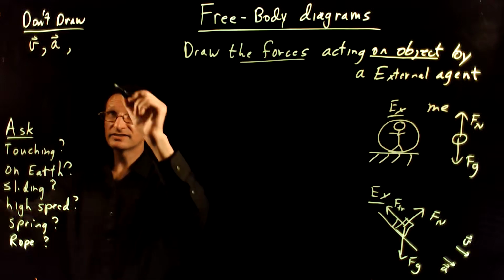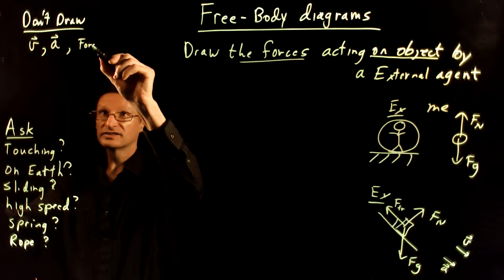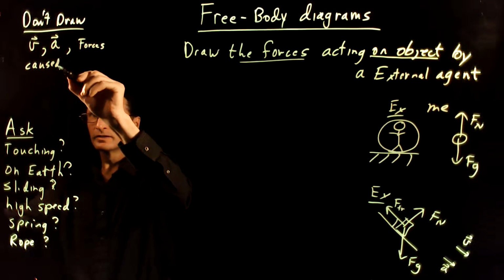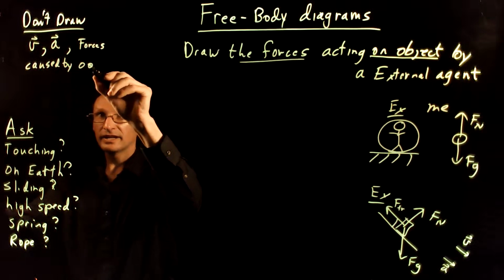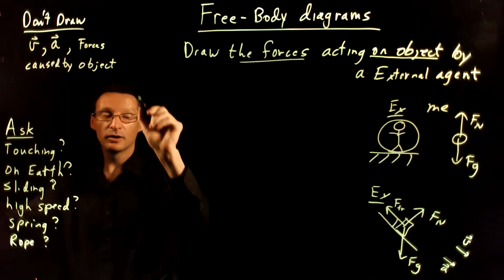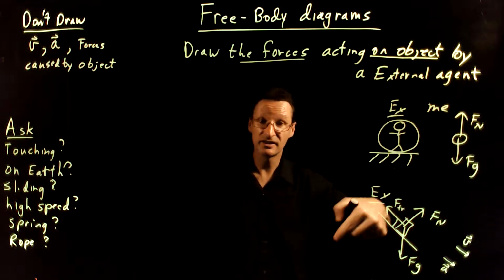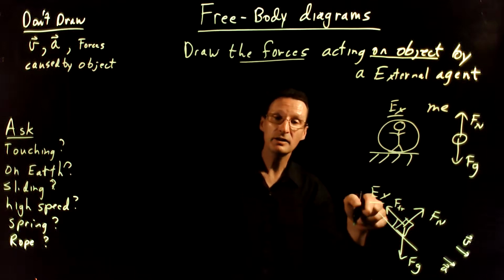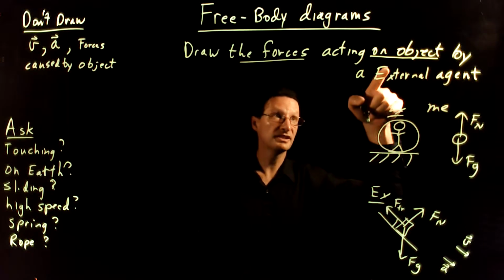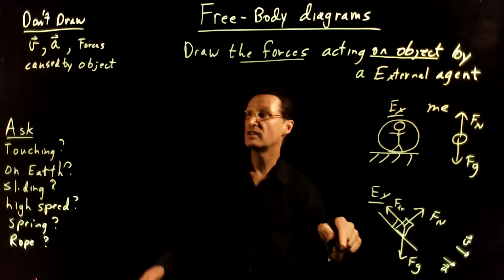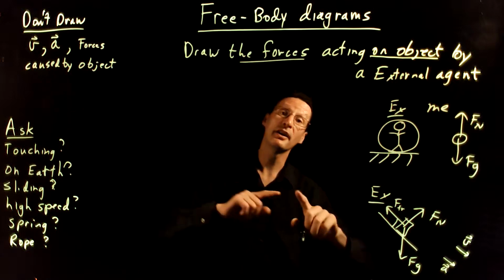Another important thing is don't draw forces caused by the object that you're interested in. The skier, for example, is going to put a force on the ground, pushing the snow in. We don't care about what's happening to the snow. Our object is the skier. We only care about what's happening to the skier. We don't care about what the skier does to other things.